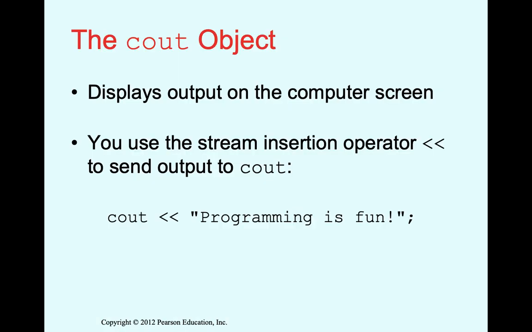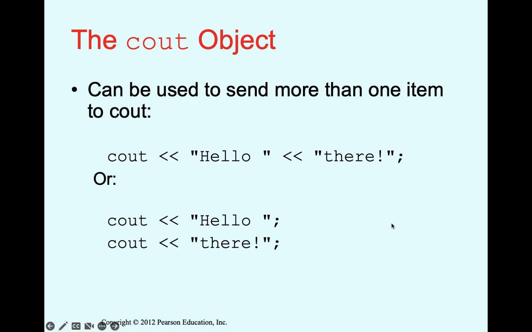So let's talk more about cout. Cout is used to display output on the computer screen. You can use the stream insertion operator with cout. So we write cout and this stream insertion operator, this one, and then we write the sentence that we want to print.